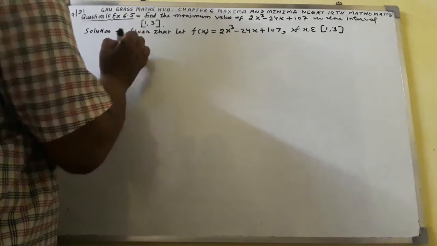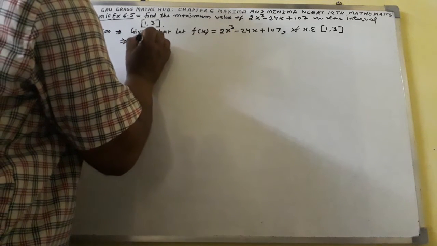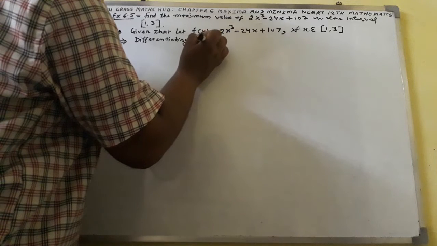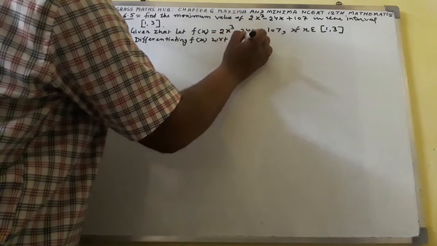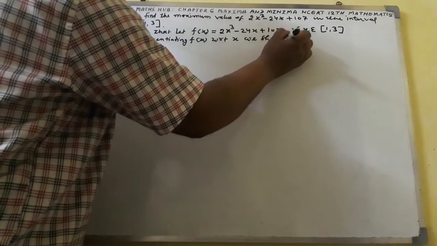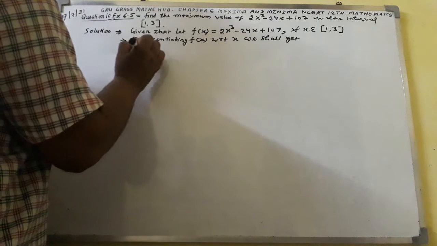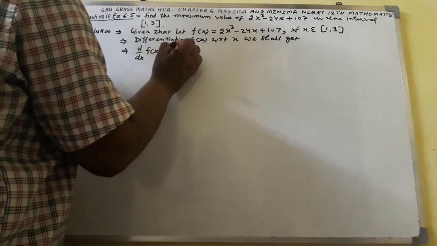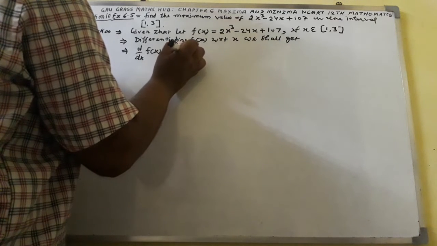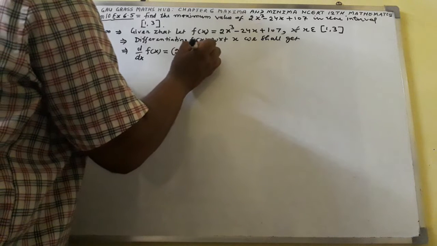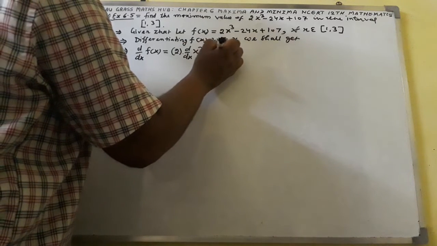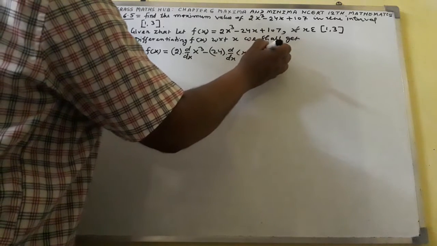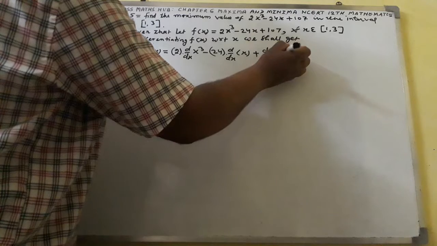Again I shall write, implied that, differentiating f of x with respect to x, we shall get d over dx of f of x equal to 2 times d over dx of x cube minus 24 times d over dx of x plus d over dx of 107.